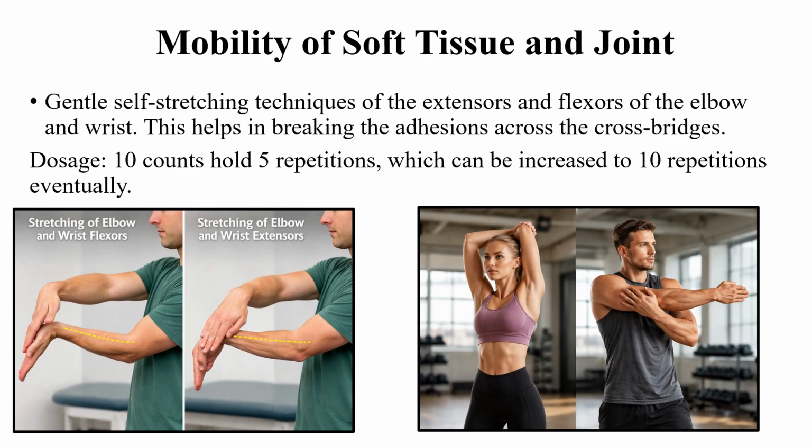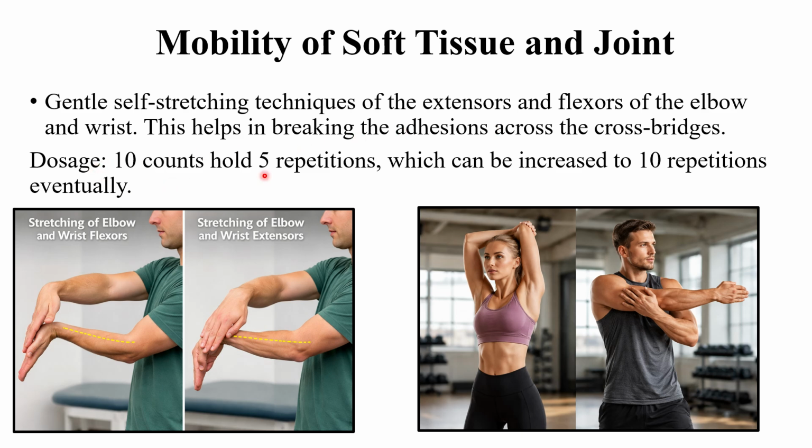So not only will you use myofascial release as a way to improve the mobility of soft tissues around the joints, but you'll also have to add some amount of self-stretching techniques, not just for wrist flexors and extensors, but also for your elbow flexors and extensors. This will help in improving your joint mobility and the cross bridges across the muscles. Any kind of adhesions that are formed, it will help in releasing those.